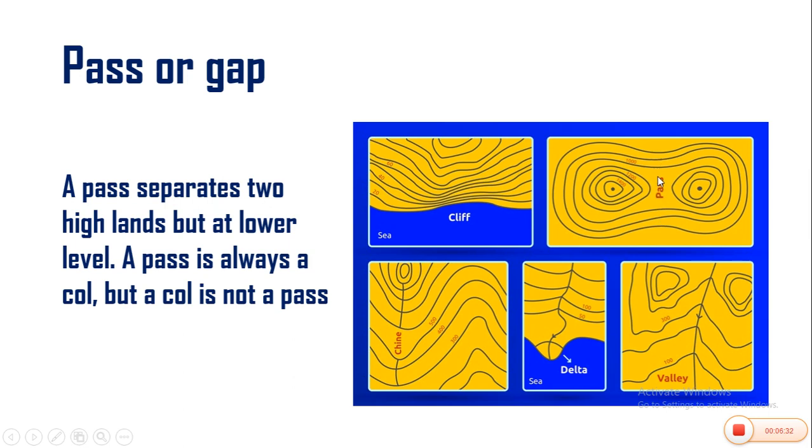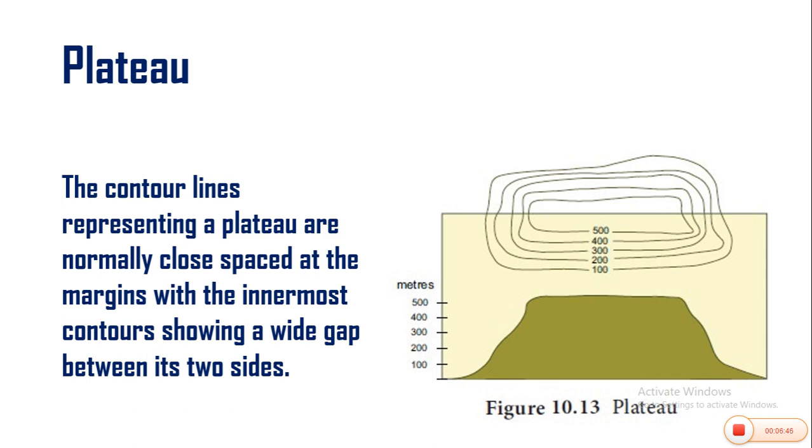If you look at our previous slides where we talked about how these features appear physically, you understand a pass better. Now the plateau. The contour lines representing a plateau are normally close spaced at the margins. These are the margins, and they are close spaced at the margins.